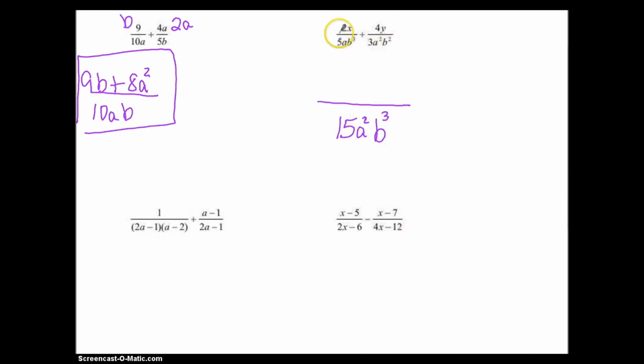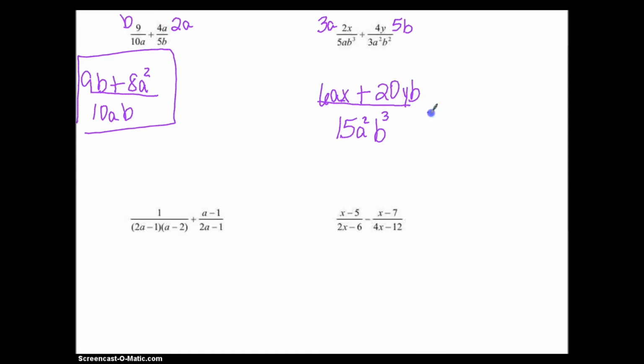So 15 divided by 5 is 3. A squared, we have an A, we need one more A. B to the third, they're the same. 15 divided by 3 is 5. A squared works. B to the third, B squared, it needs another B. 3A times 2x is 6ax plus 4y times 5b is 20yb.